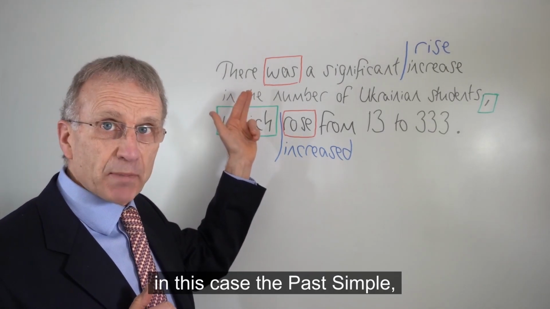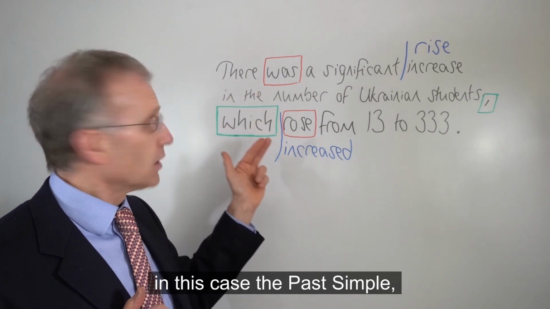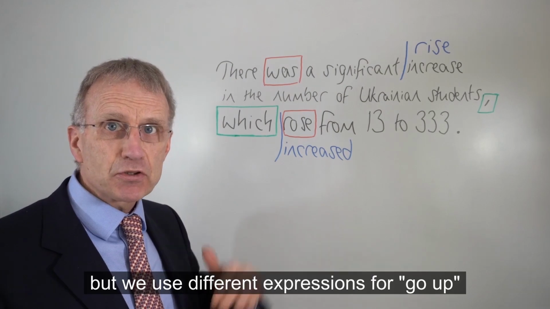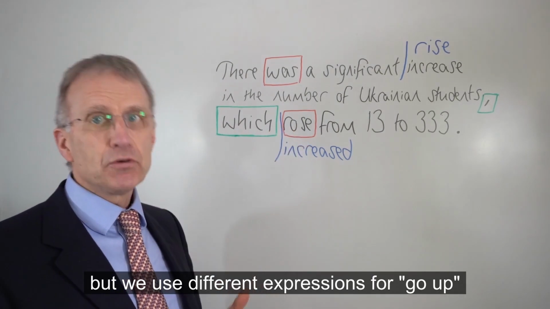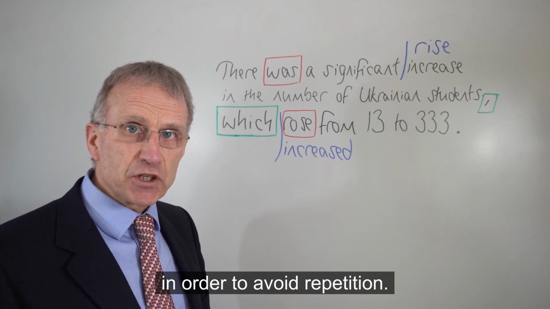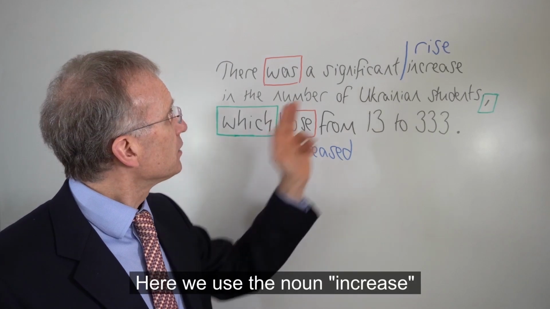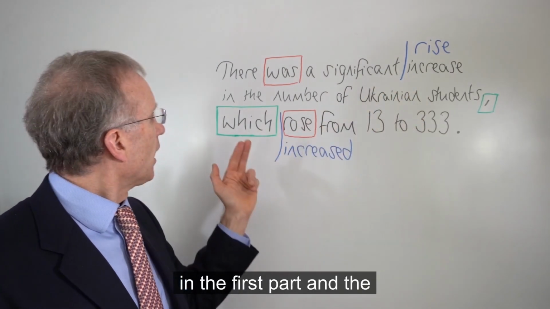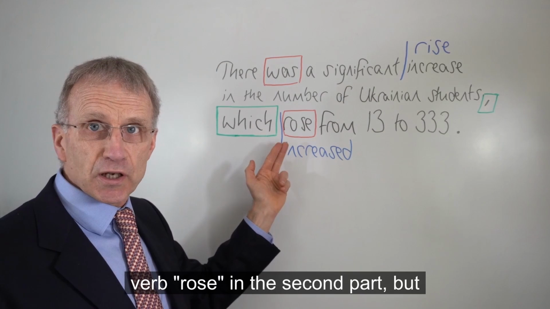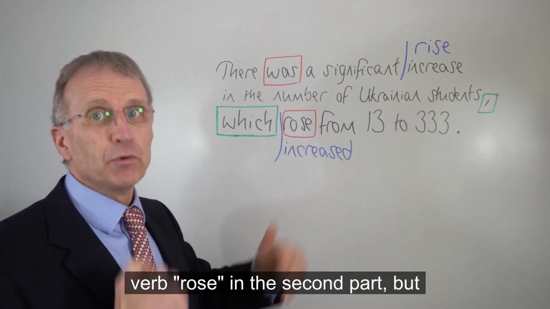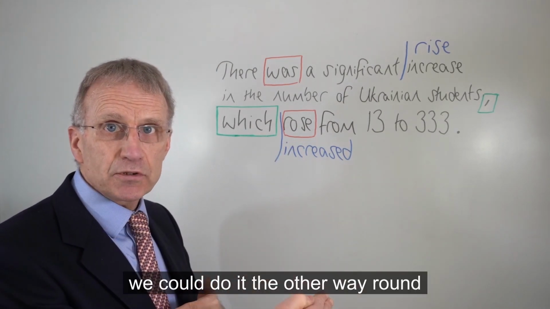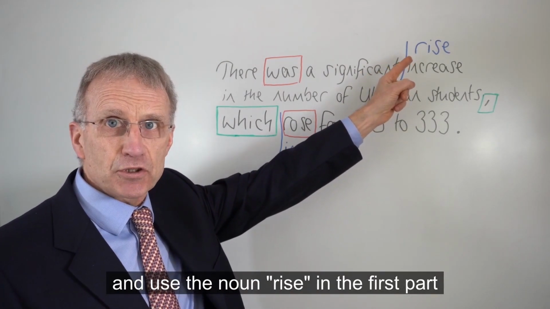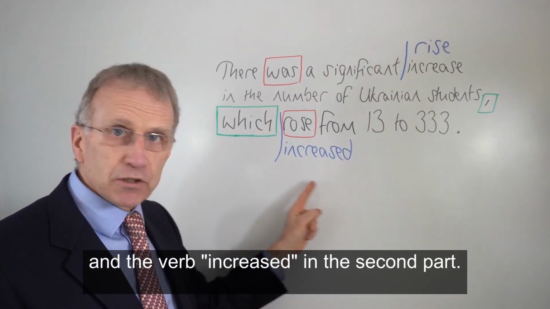In this case, the past simple, was and rose, but we use different expressions for go up in order to avoid repetition. Here we use the noun increase in the first part and the verb rose in the second part, but we could do it the other way around and use the noun rise in the first part and the verb increased in the second part.